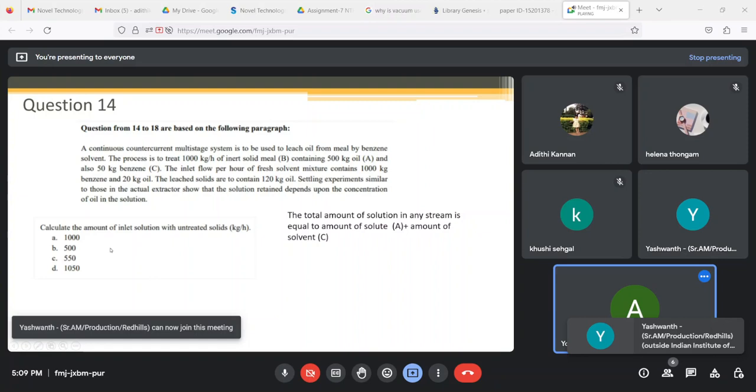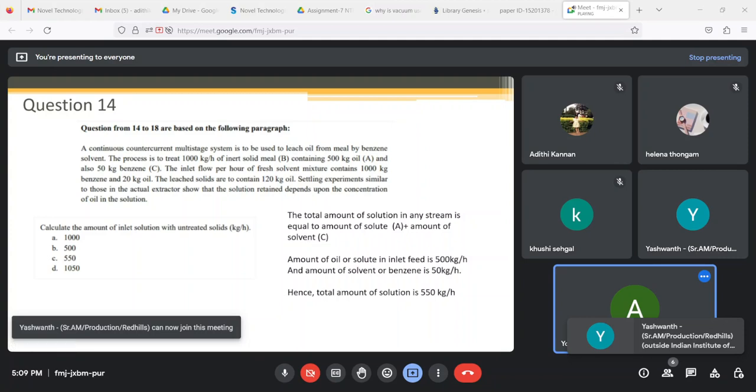So here it is asked what is the inlet solution. So in the inlet stream, what is the total amount of solution that you can get here? So in the inlet stream, your amount of oil in the inlet feed is 500 kg per hour. You're having a basis of 1 hour as the basis. So the total amount of oil or the solute is 500 kg per hour. And total amount of solvent or the benzene here is 50 kg per hour. So the total amount of solution is 500 plus 50, which is equal to 550 kg per hour.